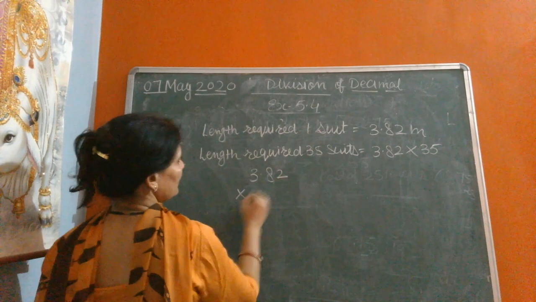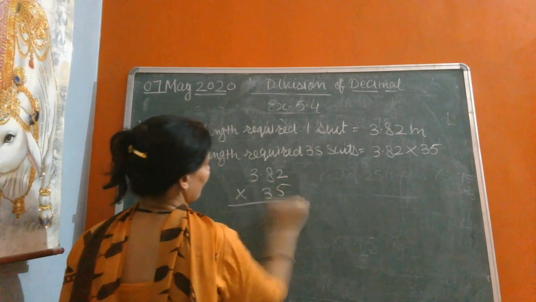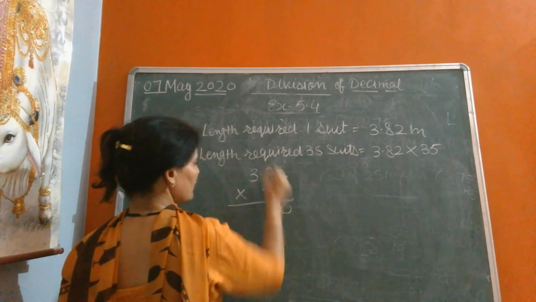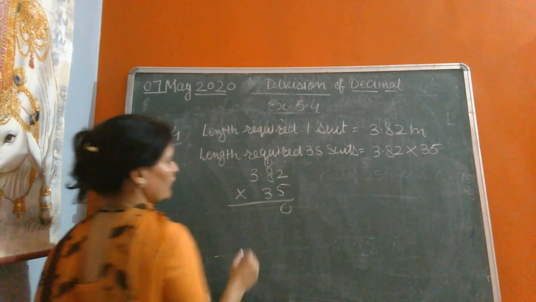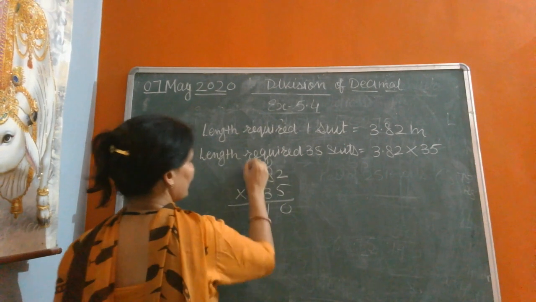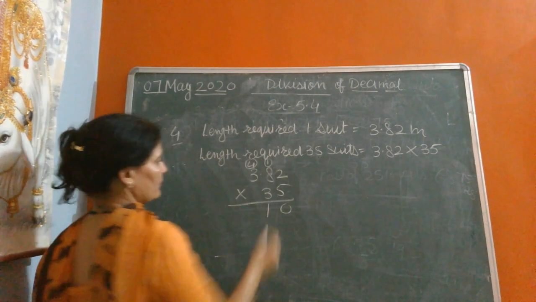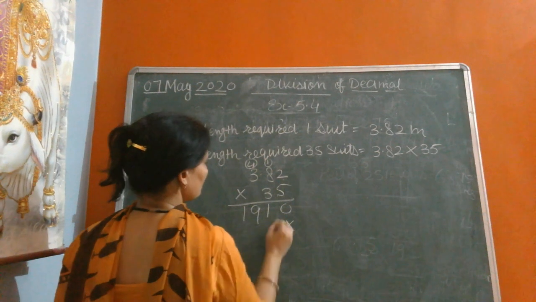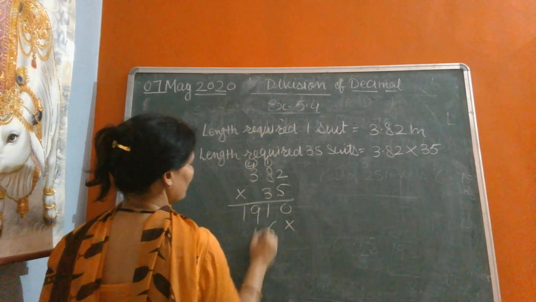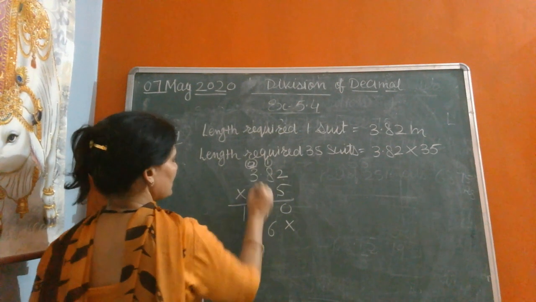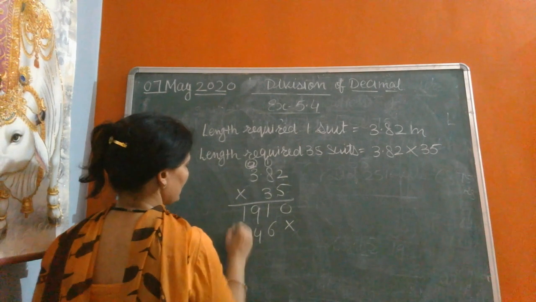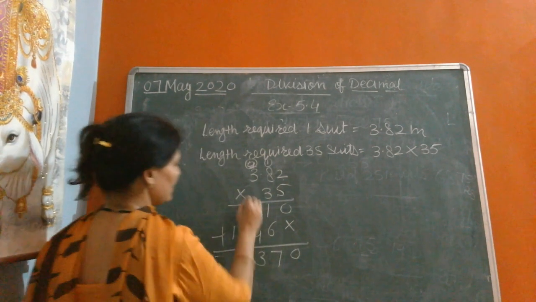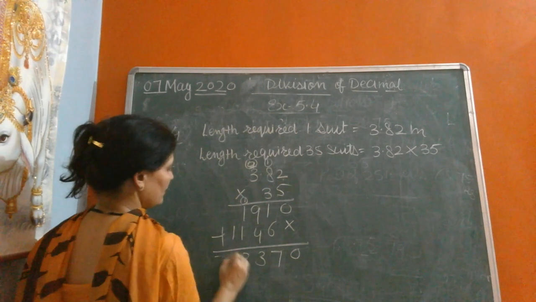3.82 multiplied by 35. 5 2s are 10, 0 carry over 1. 5 8s are 40, 40 plus 1 is 41, 1 carry over 4. 5 3s are 15 plus 4 is 19. 3 2s are 6, 3 8s are 24, 4 carry over 2. 3 3s are 9, 9 plus 2 is 11. Now add: 0, 7, 13, 1, 3, 1.